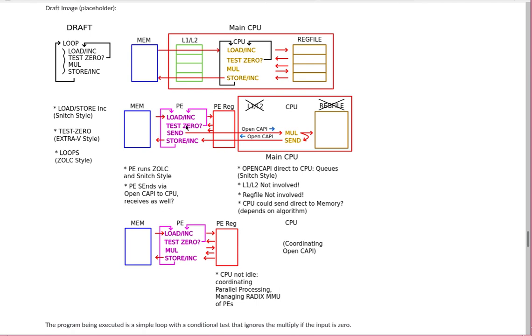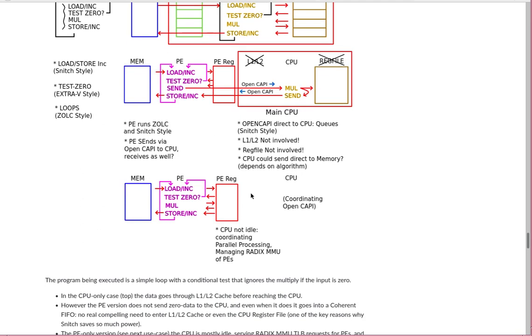And testing for 0 can be done in the processing element. You don't send it, and because it's a deterministic schedule, you don't care. You know deterministically that if it's 0, it didn't get in, and you know it's only going to be a multiply. So the only things that you send to the CPU over OpenCAPI are the things that actually need multiplying. Maybe you put it into the register file, maybe you don't. Snitch style, you send it directly back out again into a FIFO, an OpenCAPI FIFO this time, and store it.